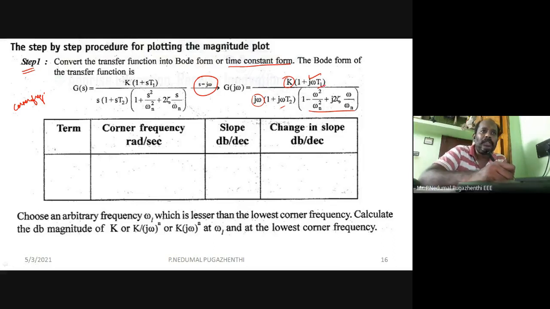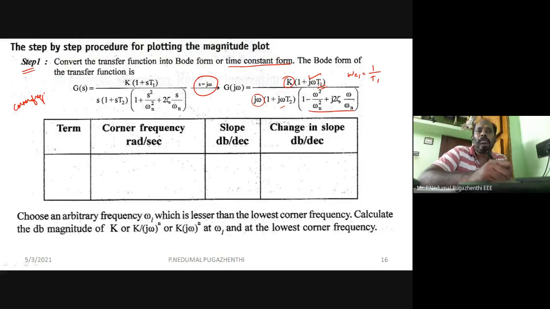This is your time constant. The first corner frequency will be based on the value of the time constant. The higher the value of the time constant, the lower the corner frequency. Let us say T1 is a higher value; then it is automatically lower compared to that of T2 and omega n. For a quadratic factor, your corner frequency will be the undamped natural frequency omega n, right? We will see about that later.